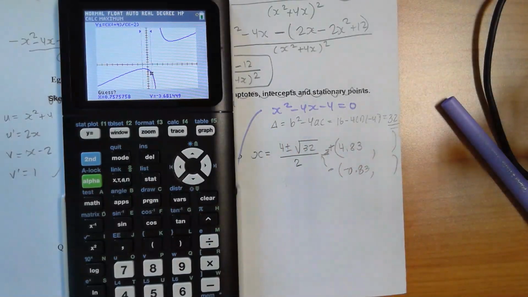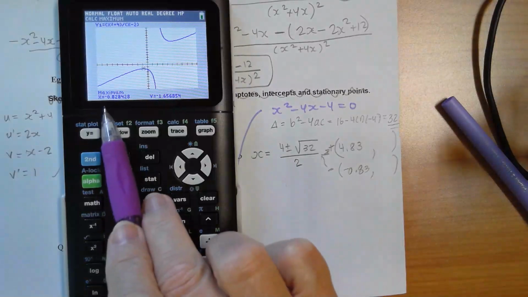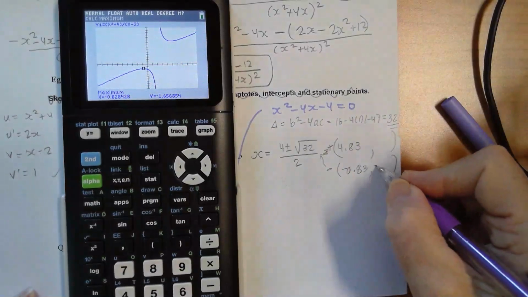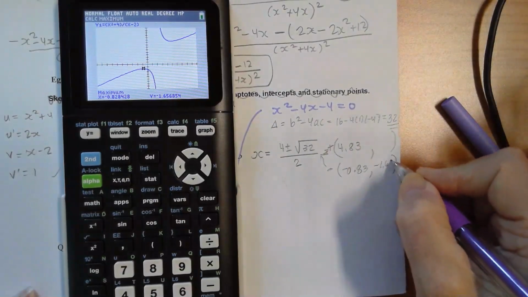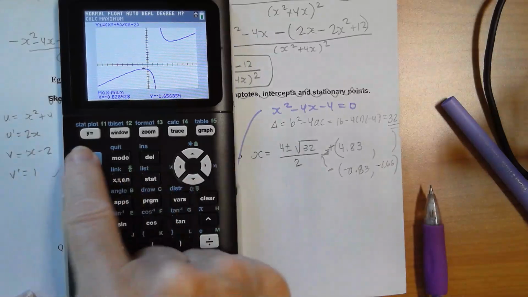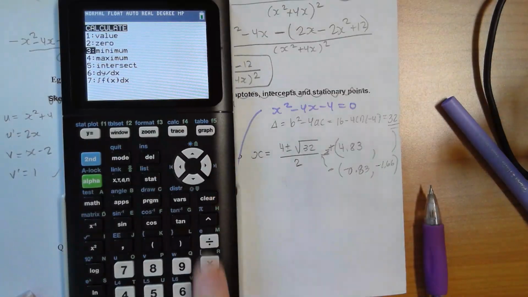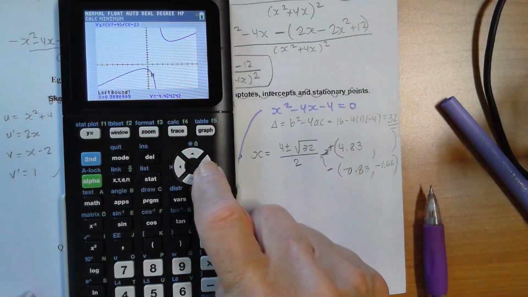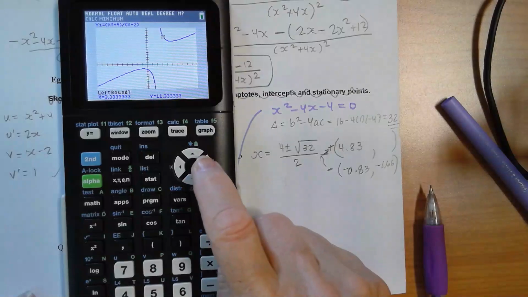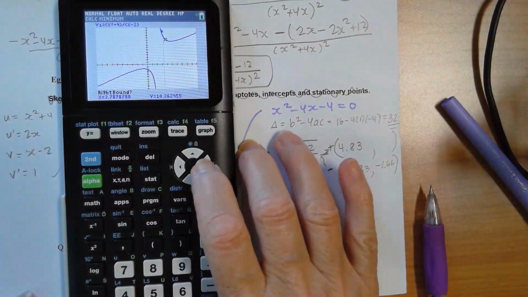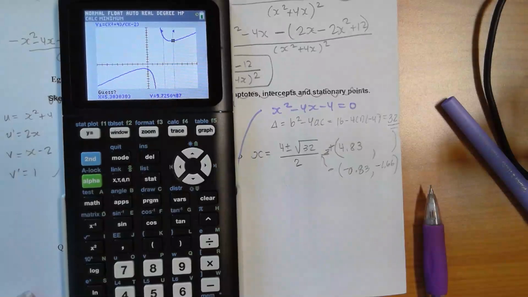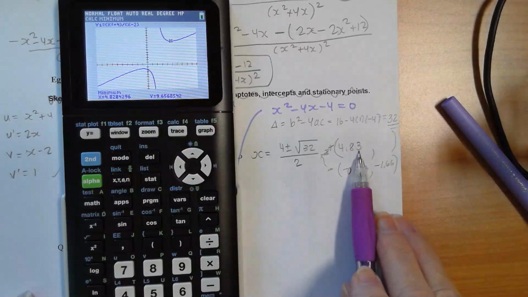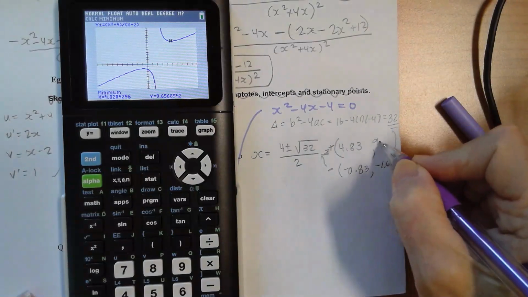So I'll go left-hand side, right-hand side. And I can see negative 0.828. I can see that one. And I get negative 1.66. And then if I want to find the other side, calc, that's a minimum because it's concave up. So I'll scooch all the way over there again. The thing kind of disappears. And I go left-hand side, right-hand side, enter. And I can see the 4.83. And then I get 9.66.